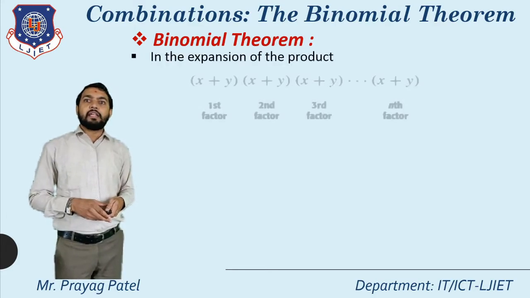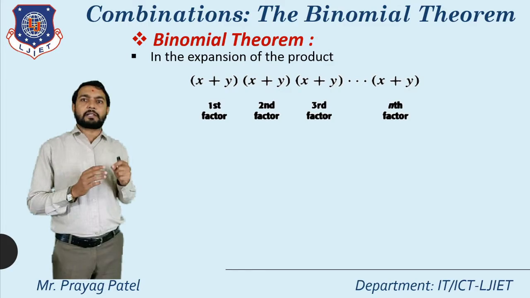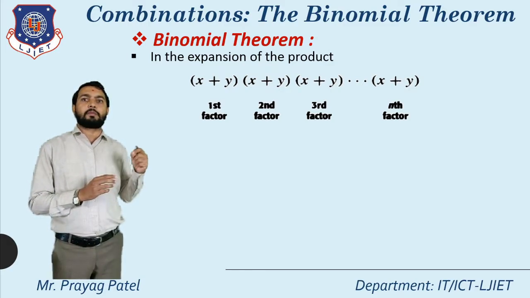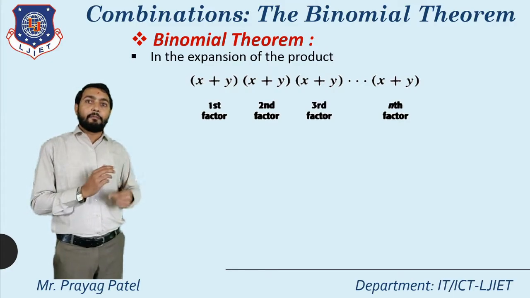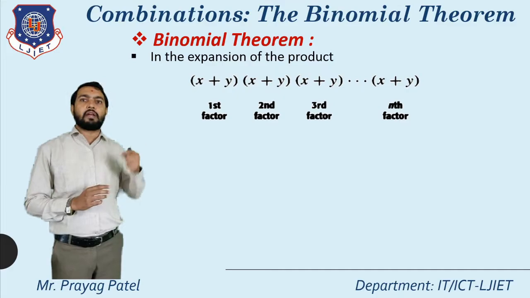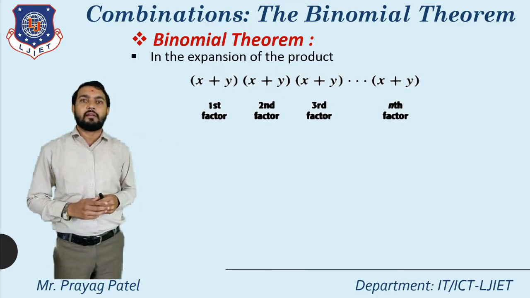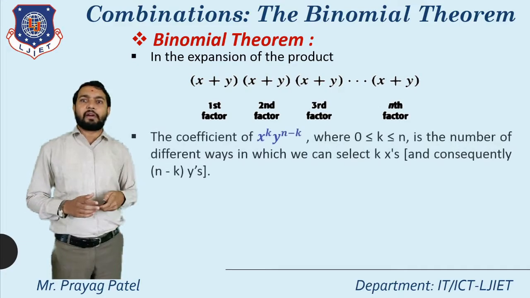Now in the expression of the product, the common form is (x plus y) into (x plus y) into (x plus y). If we perform this 2 times, then we write it 2 times. If we perform this n times, then it is (x plus y) into (x plus y) into (x plus y), up to (x plus y) n times. So this is the first factor, second factor, third factor, up to the nth factor.